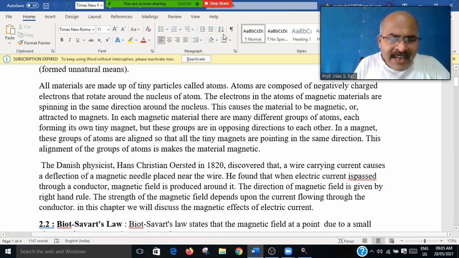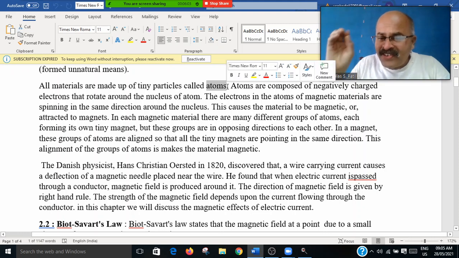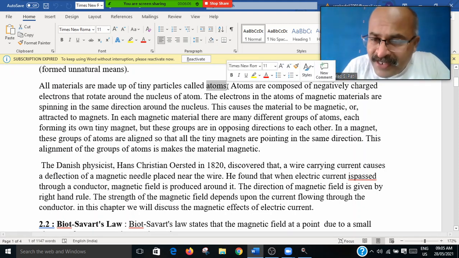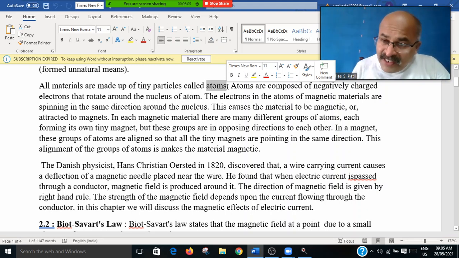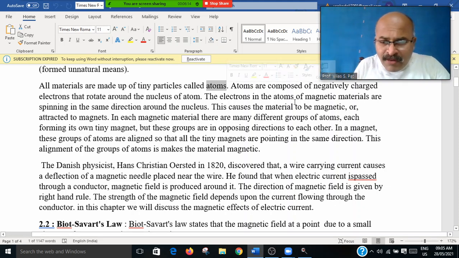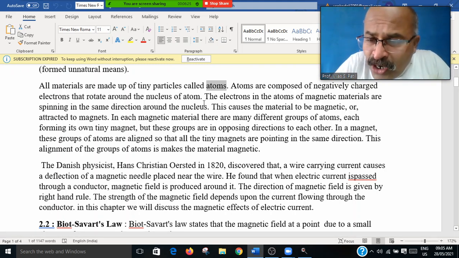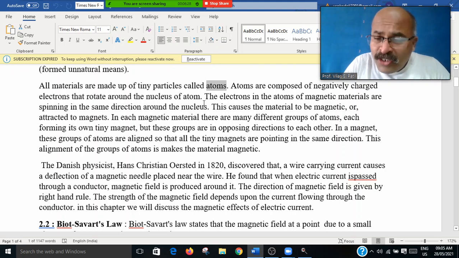All materials are made of tiny particles called atoms, where the atomic structure is there. It may be BCC, FCC, HCP, or simple cubic. There are different atomic structures, and atoms are composed of negatively charged electrons that rotate around the nucleus of the atom. We know that in an atom there is a center nucleus. It is made up of protons and neutrons, and electrons are revolving around the nucleus in the atom.